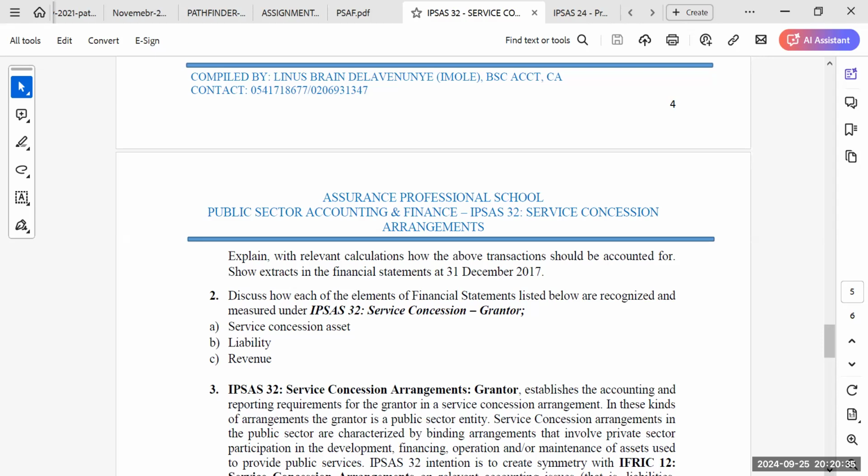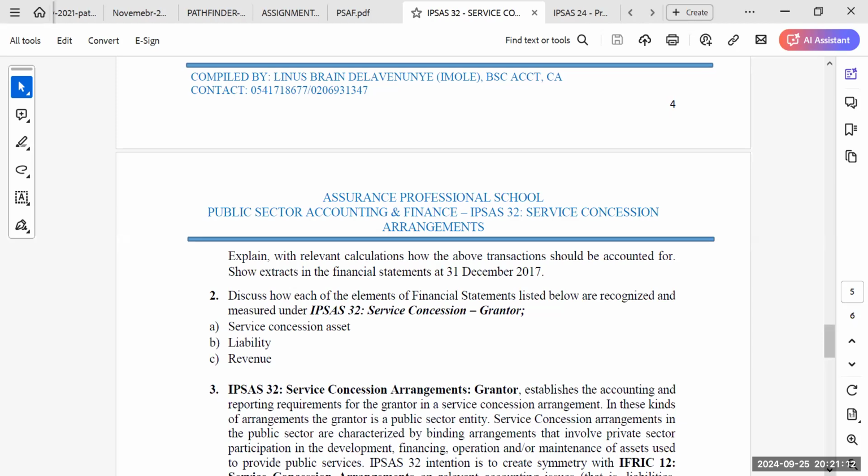Service concession assets. When do we recognize it? When there exists the service concession contract. Okay. When do we recognize a service concession asset? When the government has control.